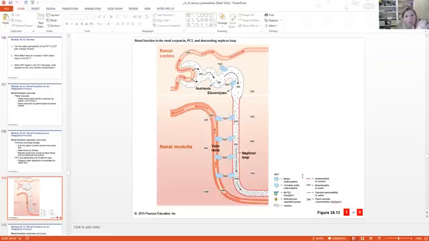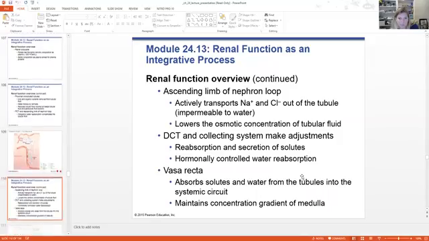Starts there around 300, is going to be super concentrated as we go down our nephron loop, descending limb, and this is because of all that increased water reabsorption from our nephron loop. So the ascending limb of our nephron loop, this is where active transport is going to take over and pump sodium and chloride out of the tubule. Water can't follow on this side. It's going to lower our osmotic concentration of the tubular fluid. The DCT and collecting systems can make adjustments based on hormone input.